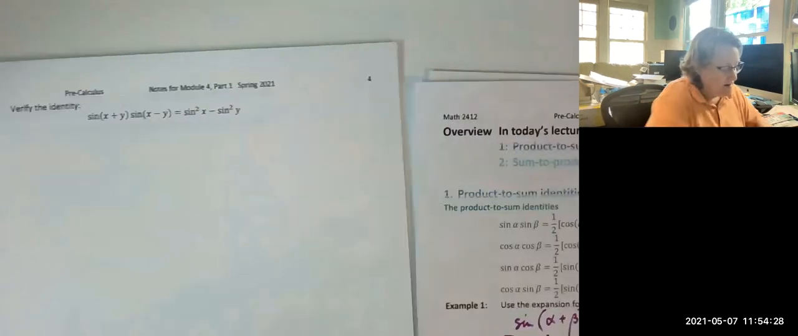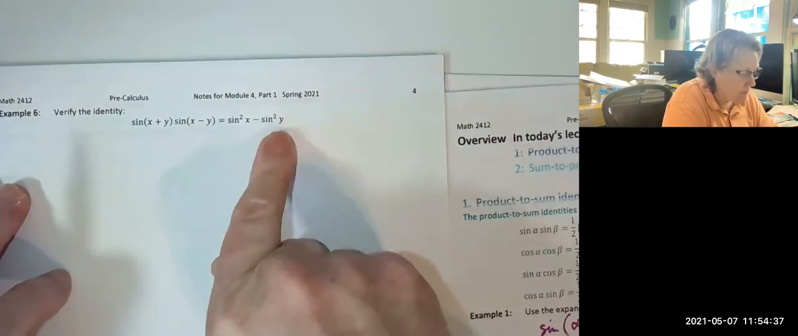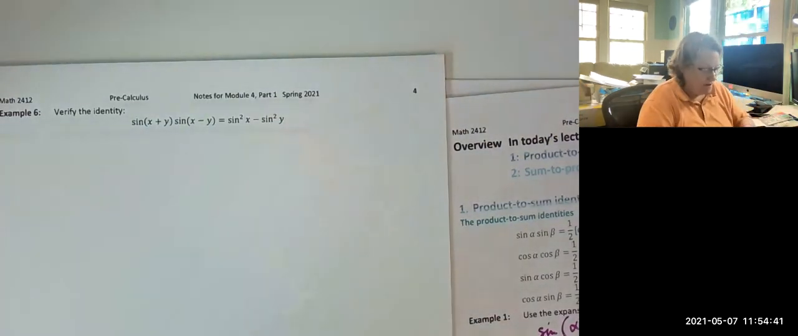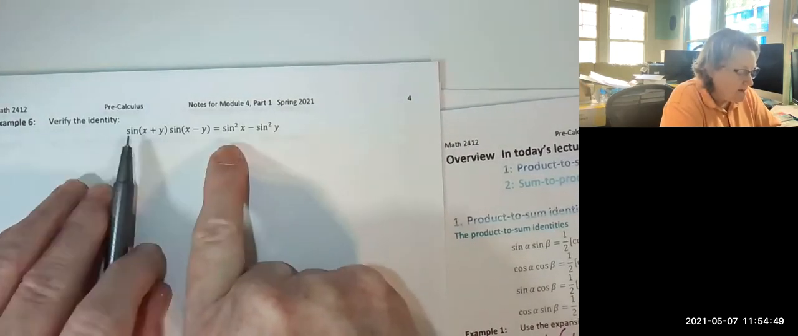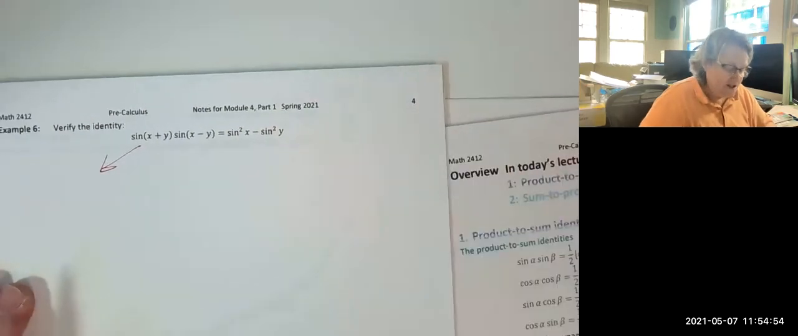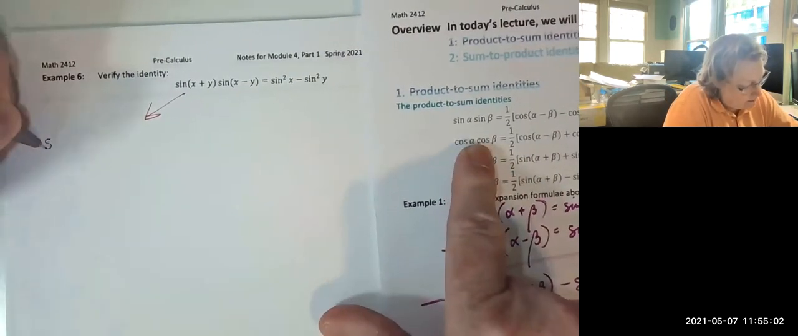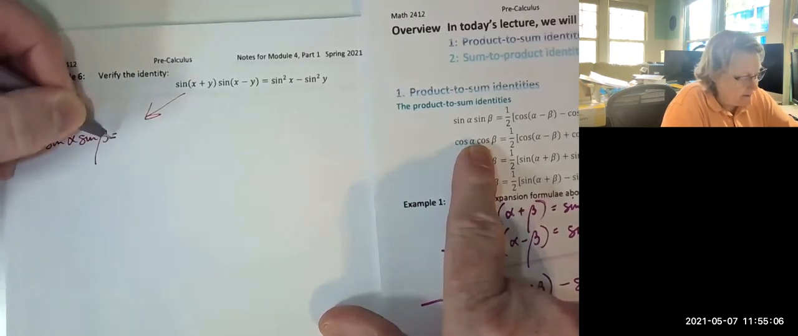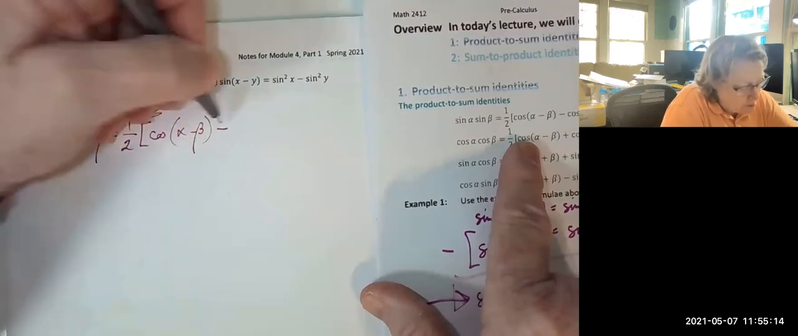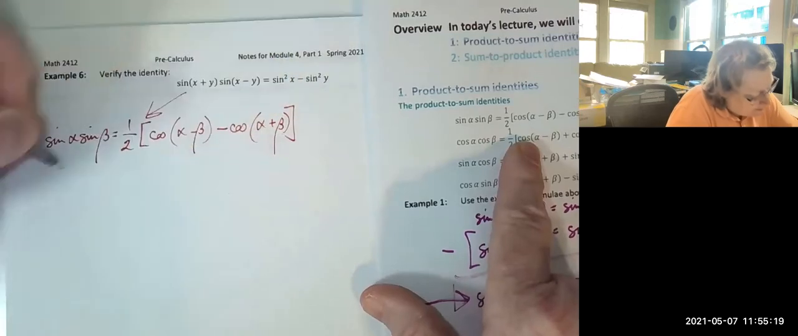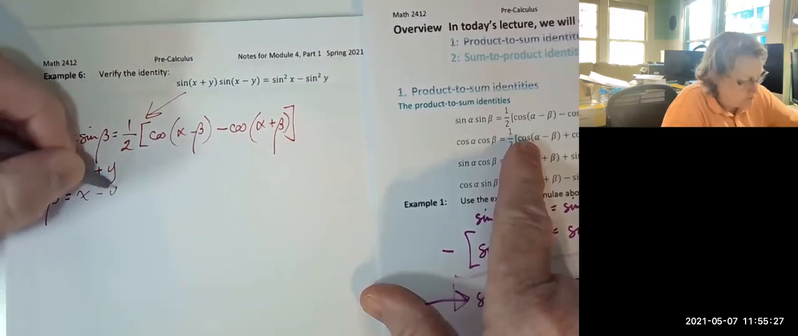Let's verify the identity. Sine of x plus y times the sine of x minus y equals sine squared x minus sine squared y. Let's see, how do we want to do that? Let's do it two different ways. In the first way, let's use the fact that sine alpha times sine beta is 1/2 times the cosine of alpha minus beta minus the cosine of alpha plus beta, where alpha equals x plus y and beta equals x minus y.